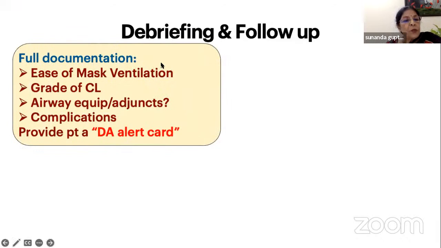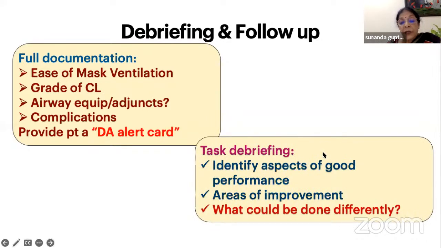Always remember to put a full documentation: whether the mask ventilation was easy, what was the grade of Cormack and Lehane, what were the airway equipment or adjuncts you used, what complications developed, and provide the patient with a difficult airway alert card. This is important for subsequent anesthetics she may be undergoing.